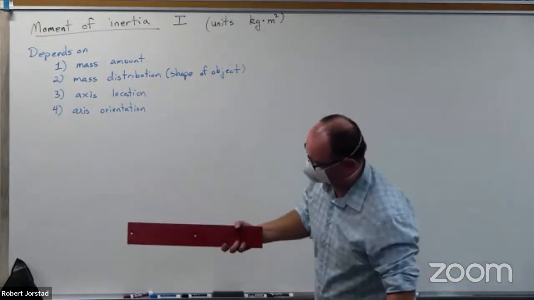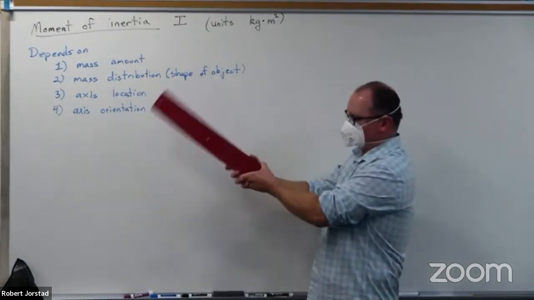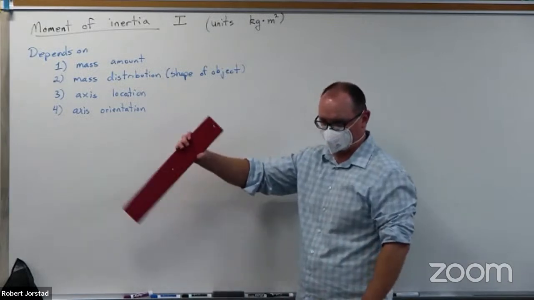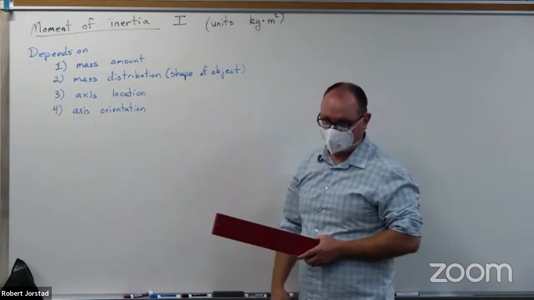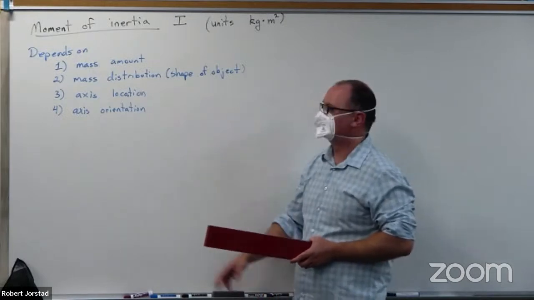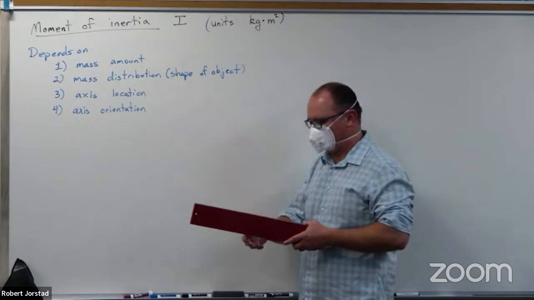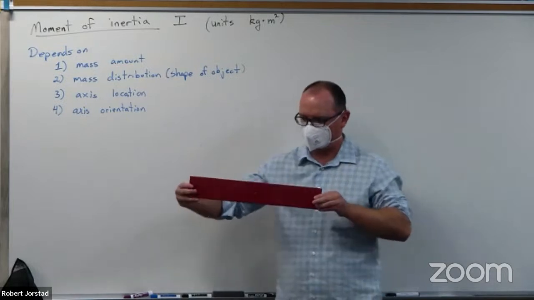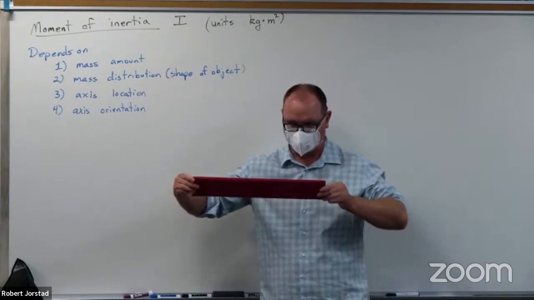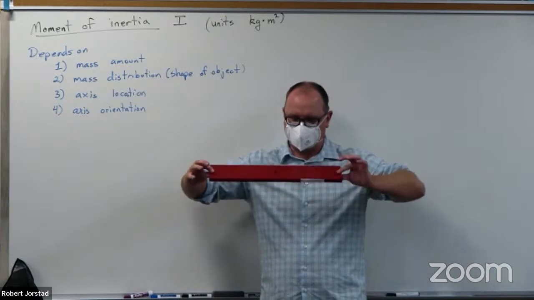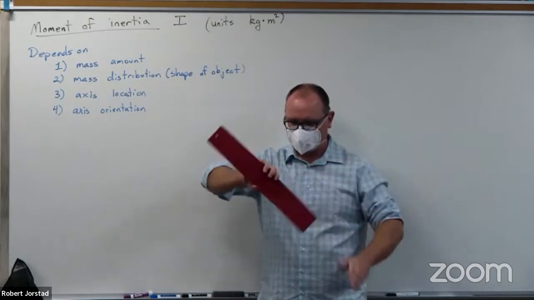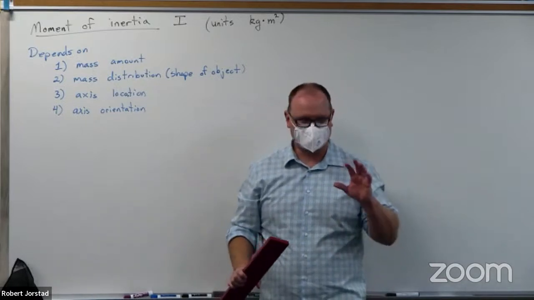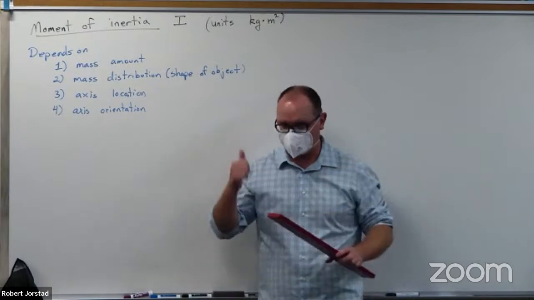Axis location. I could rotate this thing about the end. I could rotate it about the center. I could rotate it about 2/3, etc. So the axis location will matter. But wait, there's more. Axis orientation. What do I mean by this? I could rotate this thing this way, but I could also rotate it this way, about the center. Do you agree? Right now, I'm rotating this thing lengthwise about the center versus out of the page about the center. That matters too. Is that okay right now? Basically, whether you use the X, Y, or Z axis.